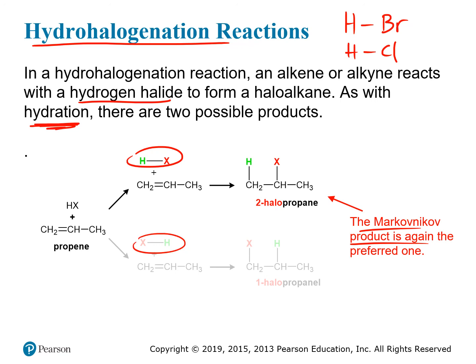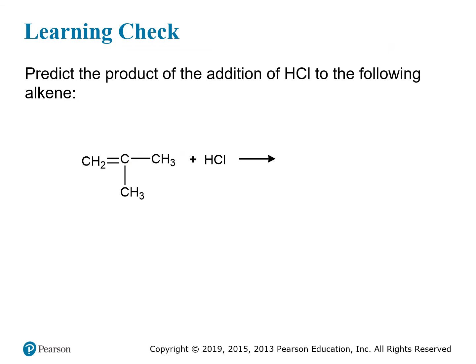Just as with hydration, the hydrogen member of the hydrogen halide is going to go to the carbon that already has the most hydrogens attached to it, and the halogen is going to go to the other carbon. So just like with hydration, we can do an example of this. It says predict the product of the addition of HCl to the following alkene. So we find the double bond and we think about the two different ways that the HCl could approach. It could approach this way or it could approach in the other direction.